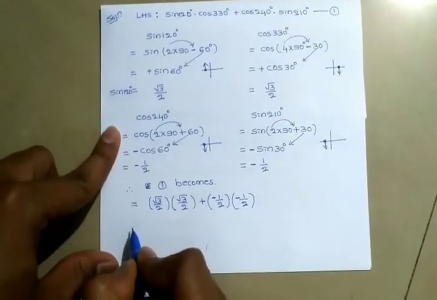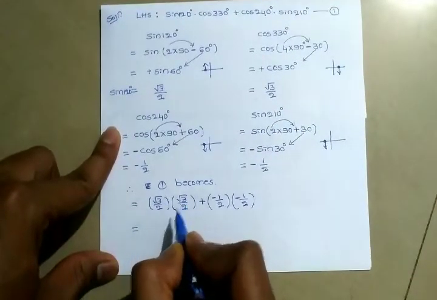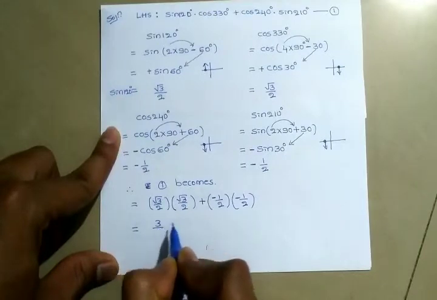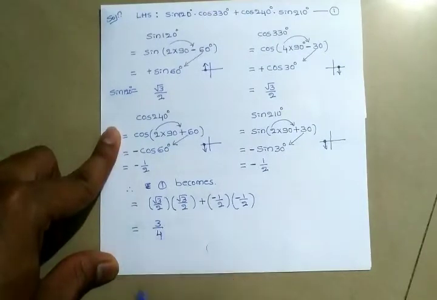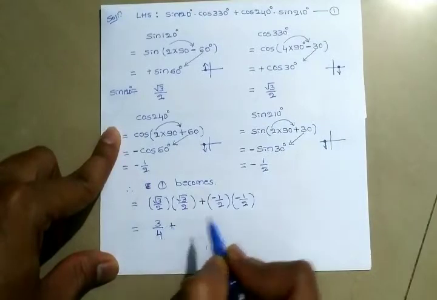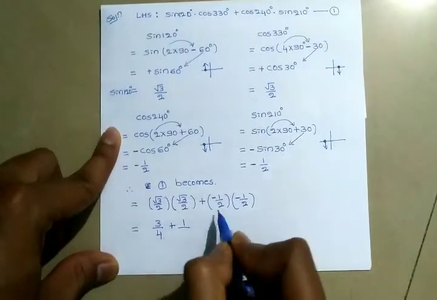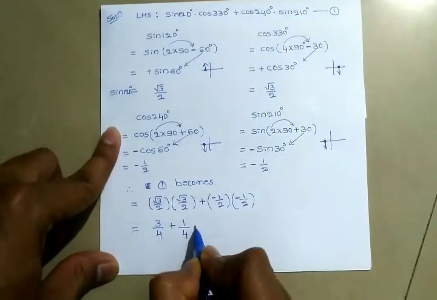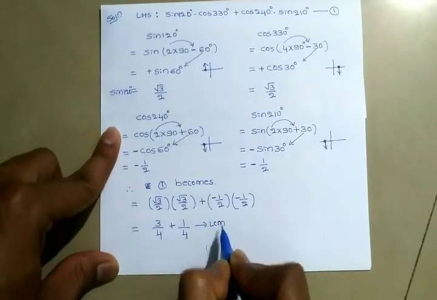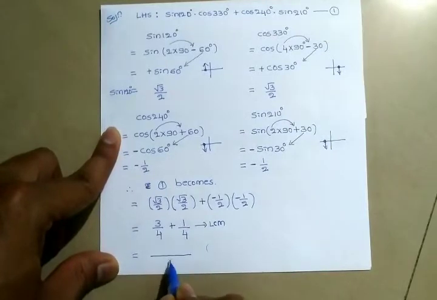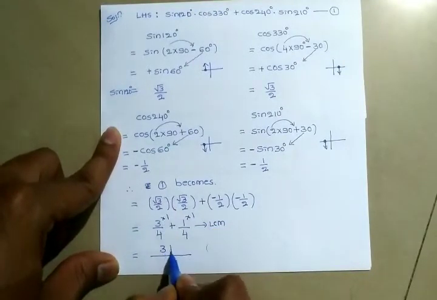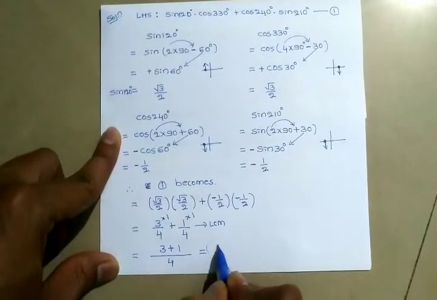Next simplify, which is equals to root 3 into root 3 is 3 divided by 2 into 2 is how much here? 4. So next plus, minus into minus is plus, 1 into 1 is 1 upon 2 into 2 is how much here? 4. So next here you take the LCM. So LCM is 4. So here you need to multiply by 1. Here also multiply by 1. 3 into 1 is 3 plus 1 into 1 is 1. So here 3 plus 1 is 4 divided by 4.